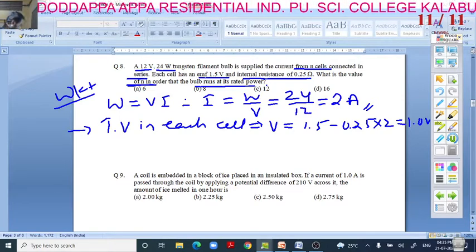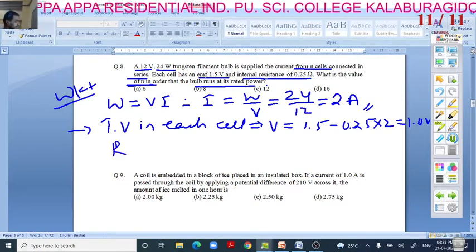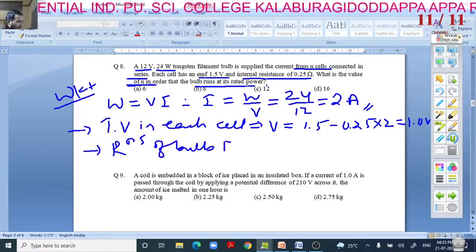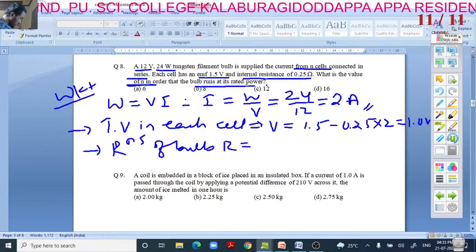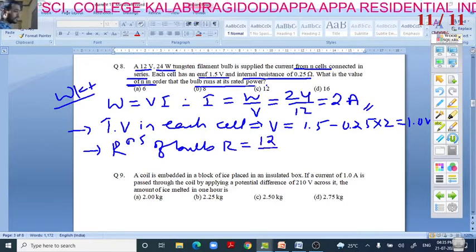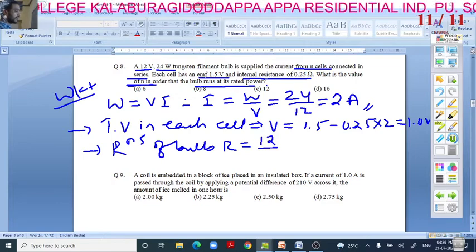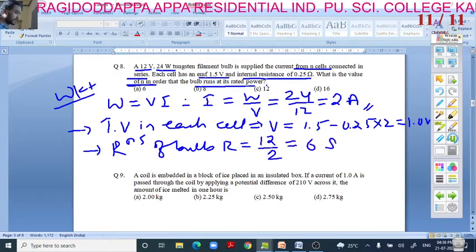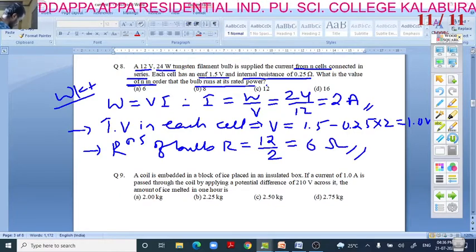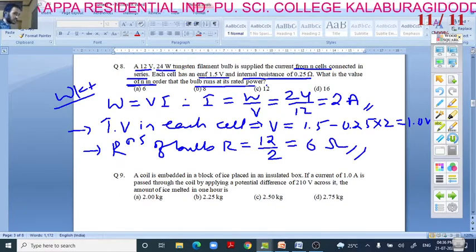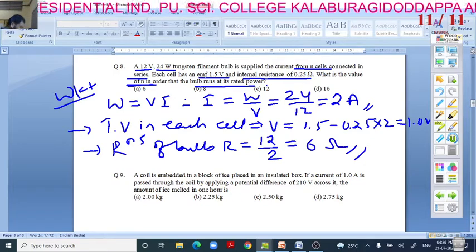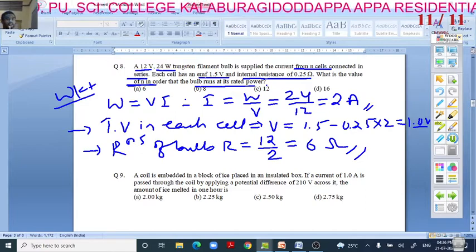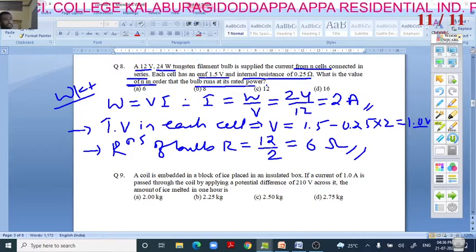Resistance of the bulb R is equal to 12 volt divided by 2 ampere current, which is equal to 6 ohm, right? So now this is 6 ohm. How much terminal voltage we got here? 1.0 is the terminal voltage of each cell.